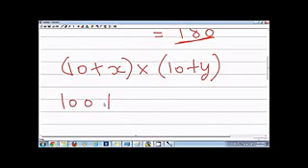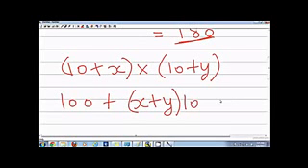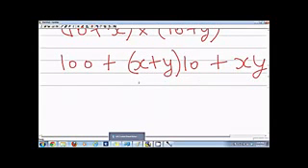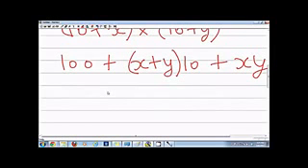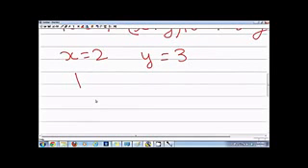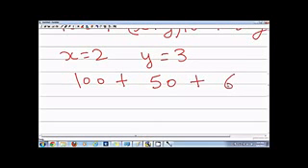plus x plus y, and this x plus y will be multiplied by 10, and then you have x into y. So if you substitute your numbers, suppose we have x is 2 and y is equal to 3, then you get 100 plus 50 plus 6. So your answer is 156.